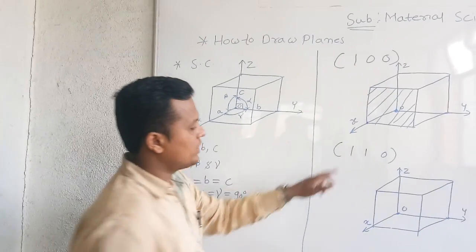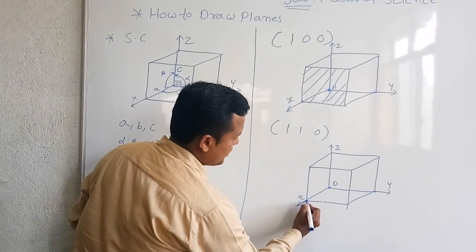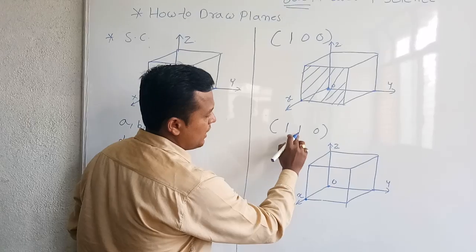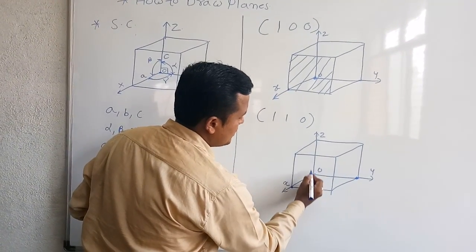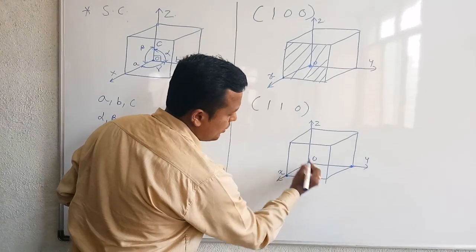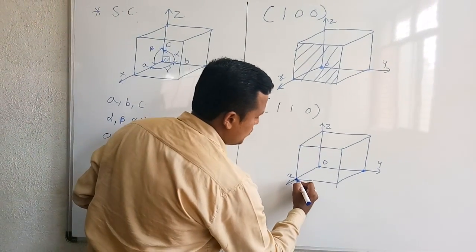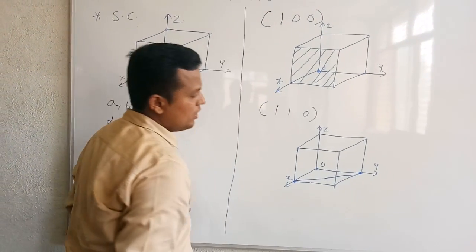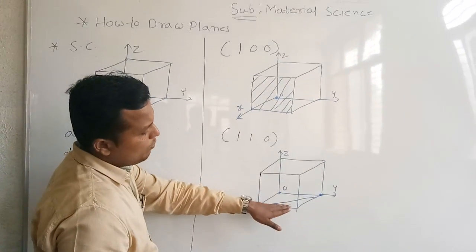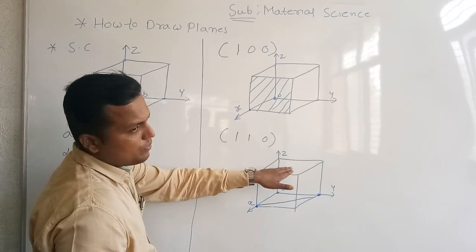So A is what? 1. That means in the X direction this is 1 point. Second one is the B direction, again 1. So this is the second point. And third one is 0. Again in the Z direction it comes towards the origin. Then join these 2 points, 1 and 1. After that you have to make a parallel line in the opposite face.